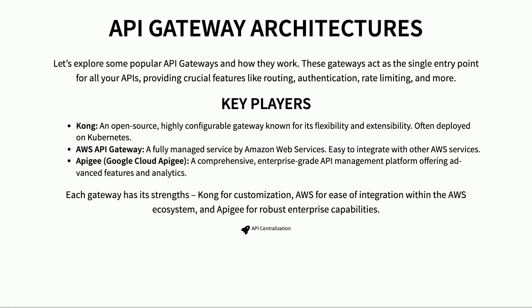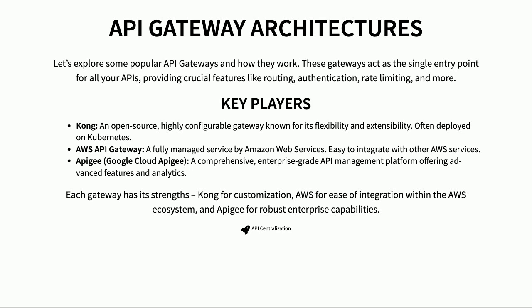Okay, let's talk about API gateways. Think of them as the front door to your API. They handle all the traffic and make sure everything runs smoothly. We've got a few big players: Kong, which is super flexible and great for custom setups. AWS's API Gateway, that's really easy to use if you're already in the Amazon world, and Apigee, which is designed for larger businesses with more complex needs.